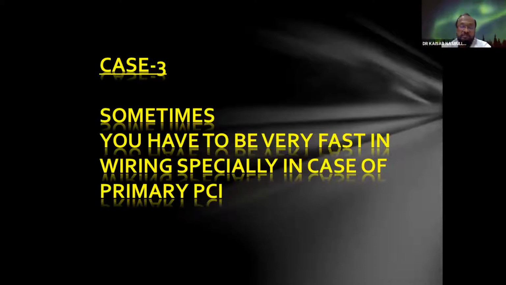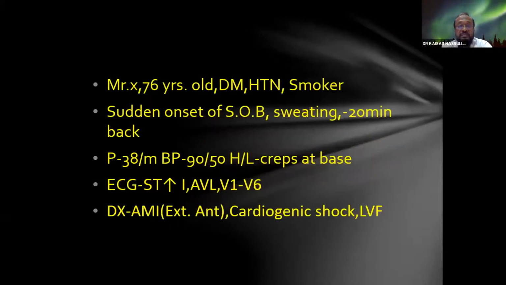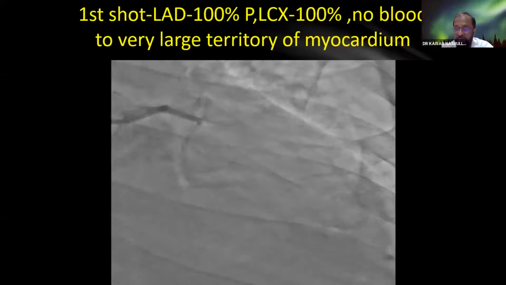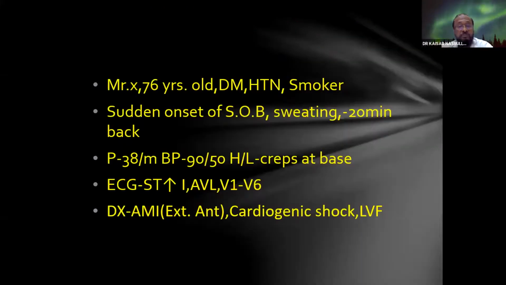Now case three. Sometimes you have to be very fast in wiring, especially in case of emergency or primary PCI. This is the case of Mr. X, 76 years old, diabetic, hypertensive, with sudden onset of shortness of breath and sweating for 20 minutes. Pulse was 38, pressure was low, bilateral basal crepts, ECG ST elevation in aVL, V1 to V6. Diagnosis: acute anterior MI, cardiogenic shock, LVF.